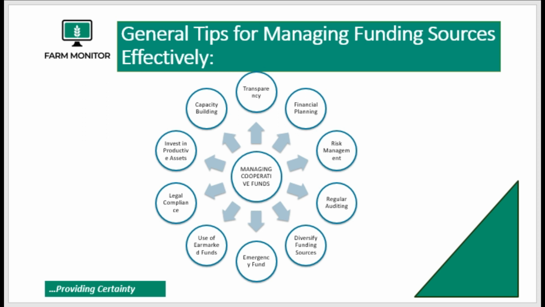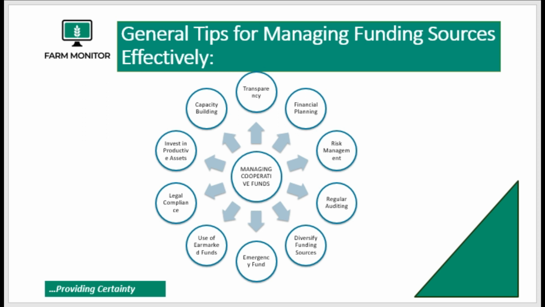Next is use of earmarked funds. If you receive funds earmarked for specific purposes, like you get grants for equipment, ensure that they are used for the intended purpose and account for them separately. Then emergency fund. Maintain a reserve or emergency fund to cover unforeseen expenses and unforeseen losses.